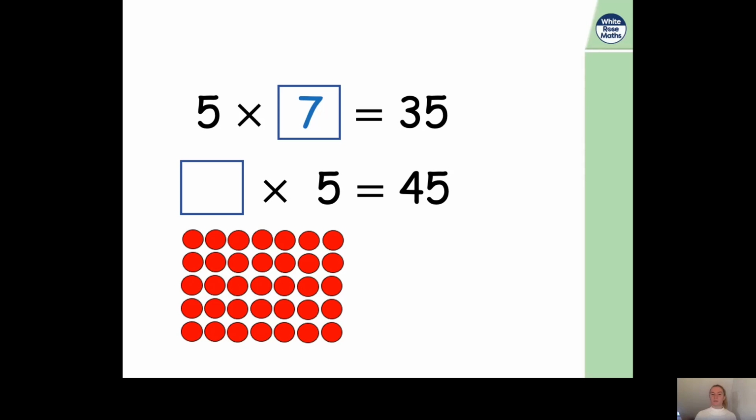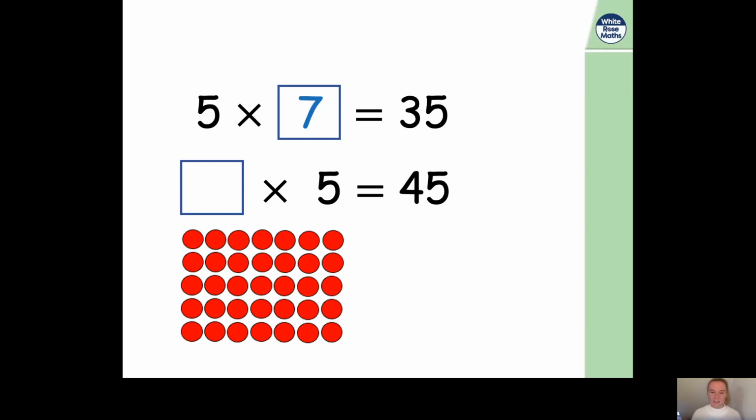So it's 5 multiplied by 7, or 7 multiplied by 5 equals 35. Now I want you to have a go at this one on your own, okay? This one's a bit easier because it is the 5 times table. You don't need to use commutative law here. So you need to get to the number 45. How many steps are you going to do? Pause the video now and have a go.